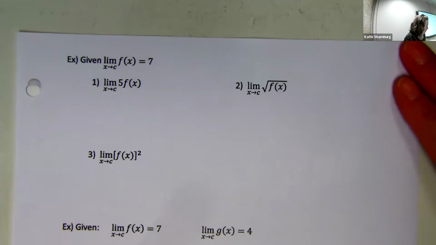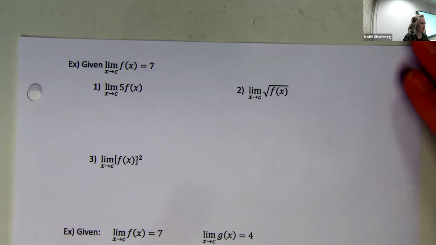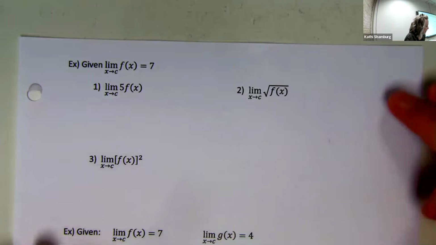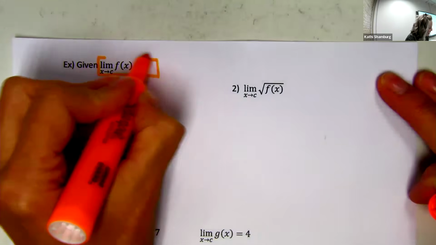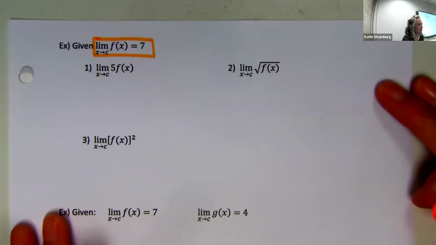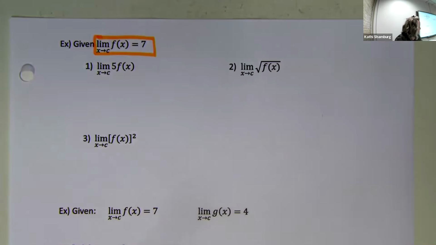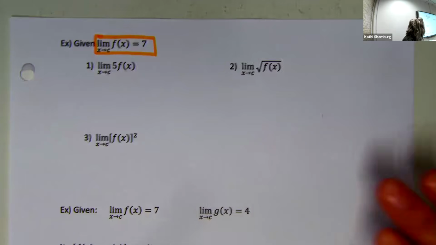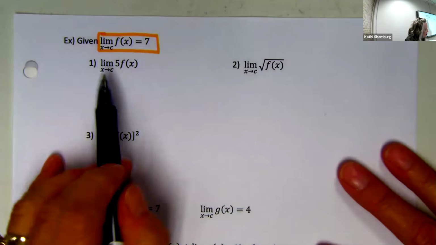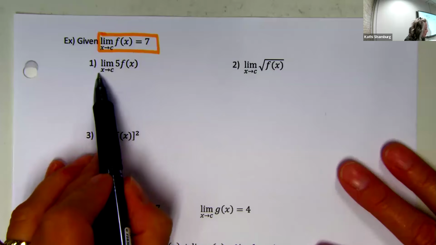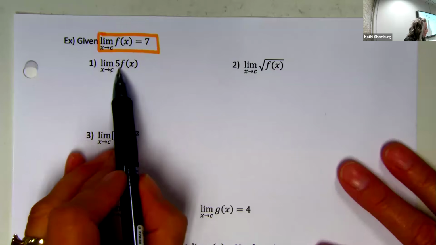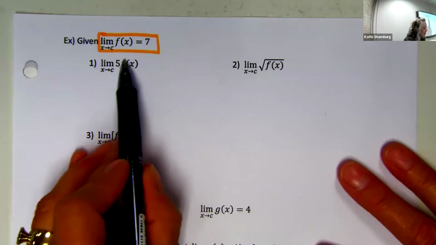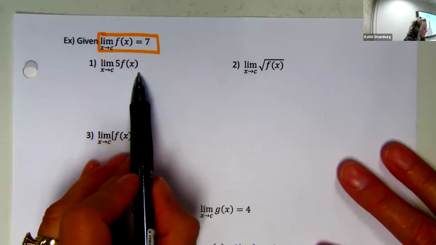All right. Here, they are telling us the value of the limit, whereas on the prior page, we found the limit. They're telling us the value of the limit is 7. That's just so I can show you these examples, okay? So notice this says the limit as x approaches some number of 5 times f of x, okay?